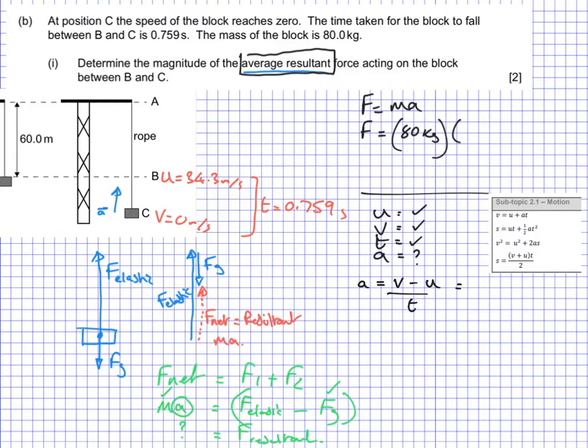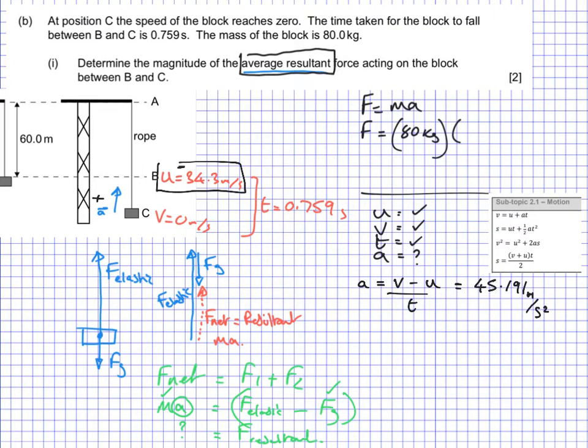Keeping track of those positives and negatives, remember that my velocity at position B, so in other words, this guy here, is going to be a negative direction, whereas my acceleration is a positive direction. That's important. So keeping those in there, and I've got the time, I'm going to get my acceleration to be 45.191, of course, meters per second squared.